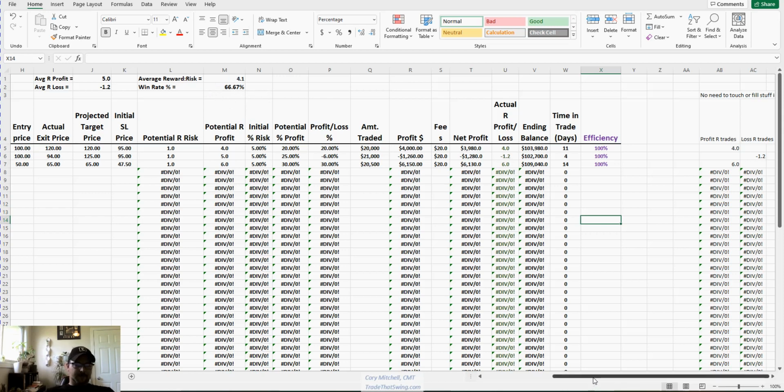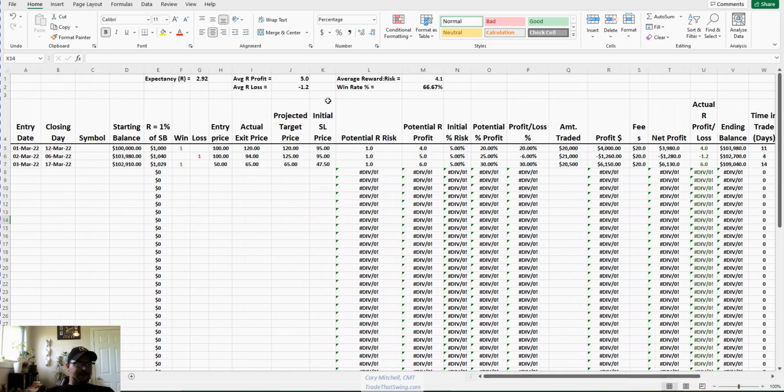And that's quite good. And then our win rate is calculated over here. So when we have a winning trade, we're just going to put a 1 in the win column. When we have a losing trade, we're going to put a 1 in the losing column. And these just all get added up, and it's just taking your wins divided by your total number of trades. So right now we've had 2 wins and 1 loss. We're at 66%.